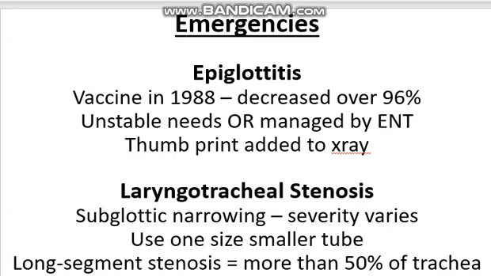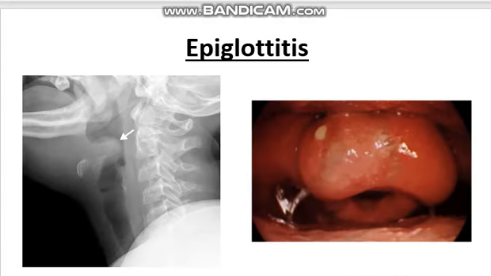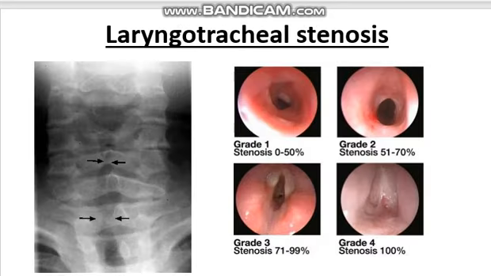Laryngotracheal stenosis is subglottic narrowing and the severity varies. The patient will use one size smaller of an ET tube. Long segment stenosis equals more than 50% of the trachea affected. Here is an X-ray and image of epiglottitis. Here is an X-ray and image of laryngotracheal stenosis.